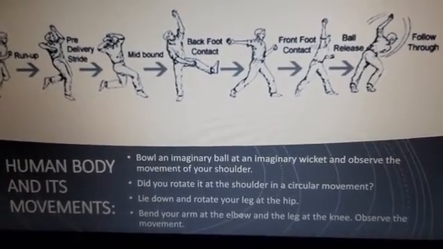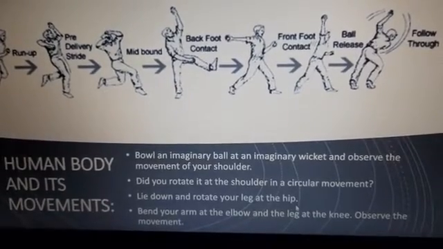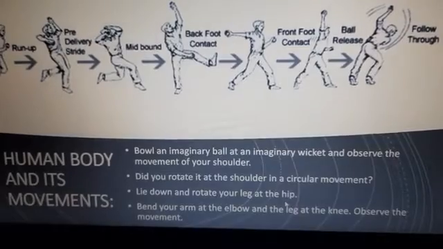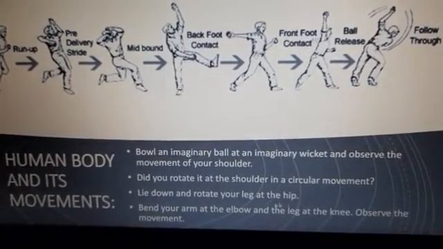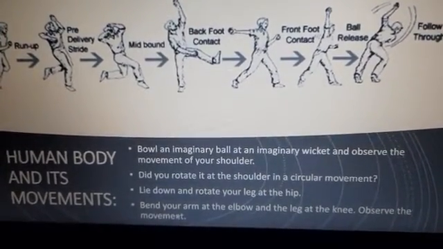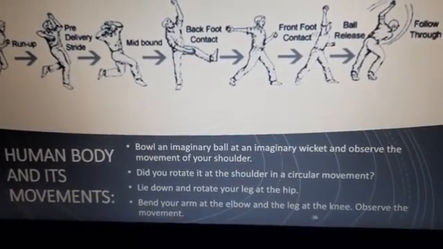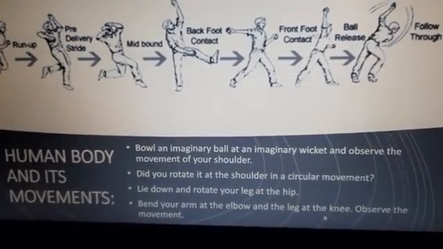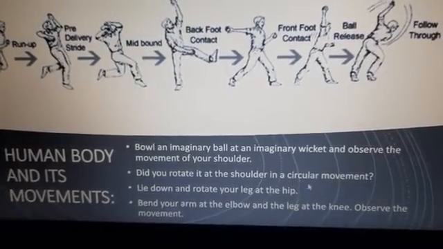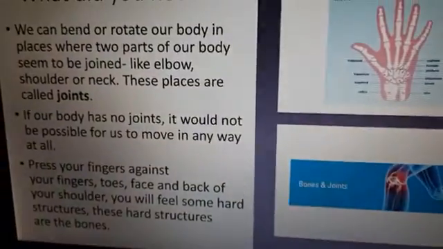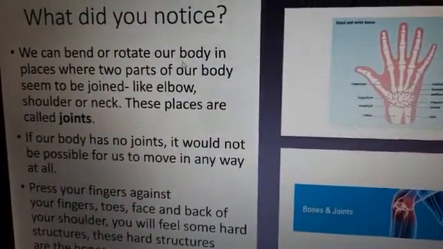Lie down and rotate your leg at the hip. In this as well you can see your leg rotating in a circular movement. Now bend your arm at the elbow and the leg at the knee. What did you observe? This particular movement is different than the one you did before. So, what did you notice?